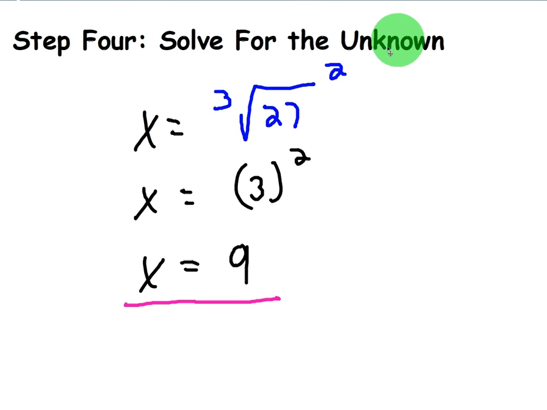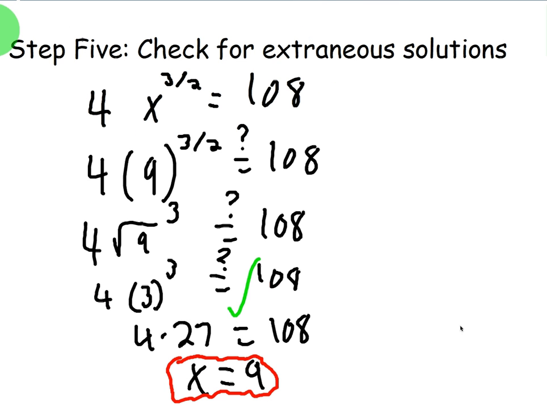That leads us to step 4, which is to solve for the unknown. Cube root of 27 is 3, because 3 times 3 times 3 is 27. Then we're going to square it, which equals 9. Now, is x equals 9? We have to check to see if that's an extraneous solution.